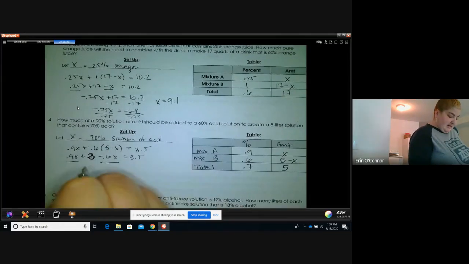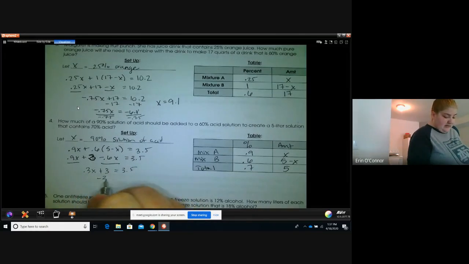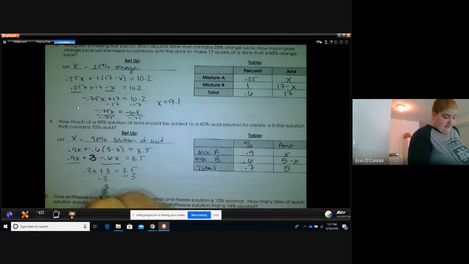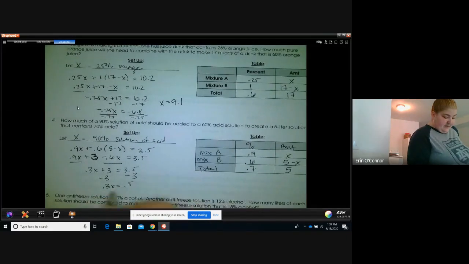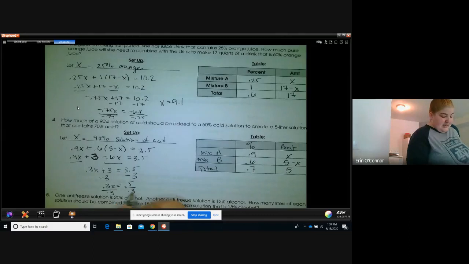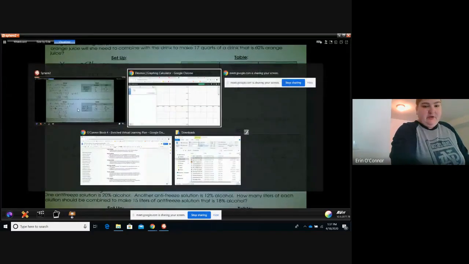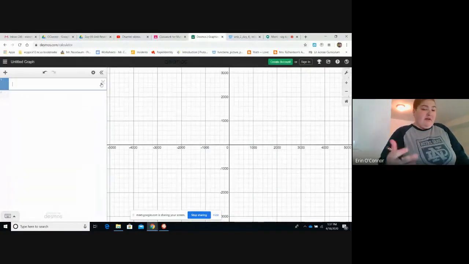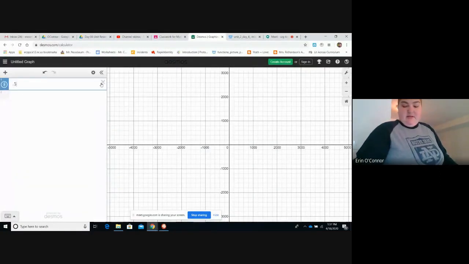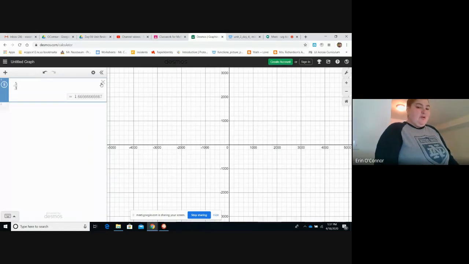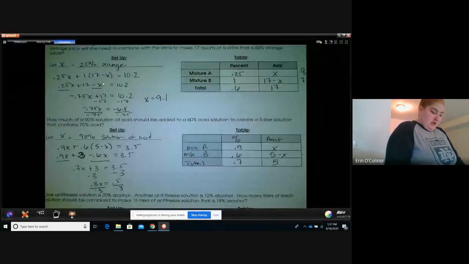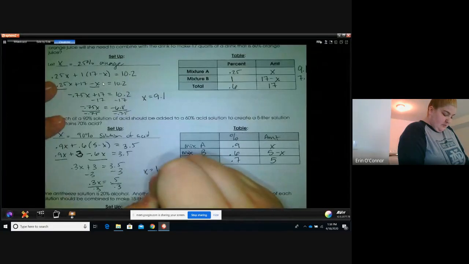Combine like terms, and I get 0.3X plus 3 equals 3.5. Subtract 3, and I get 0.3X equals 0.5. Divide by 0.3. And this is also going to be a repeating decimal. I'm totally okay if you keep it as a fraction, or if you want to do the repeating decimal, or round it to the nearest tenth. I'm going to round it to the nearest tenth, and I get 1.7. So X is equal to 1.7.